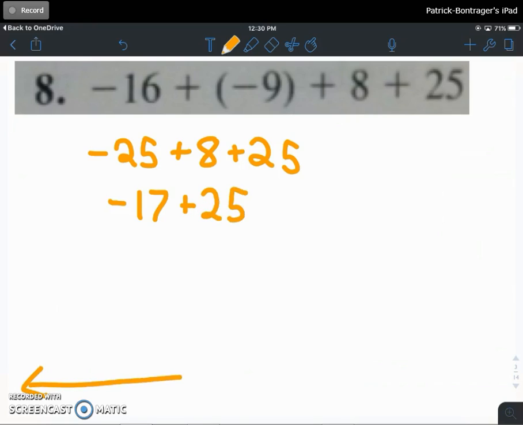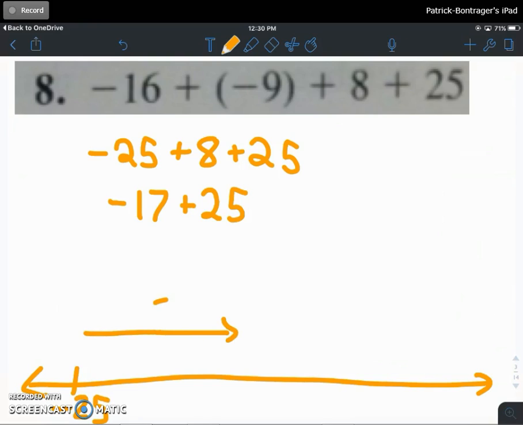Again, another way to think about that is I start at negative 25. I'm going to add 8. So I'm going to move to the right 8 spots. And if I move to the right 8 spots, I'd be at negative 17.